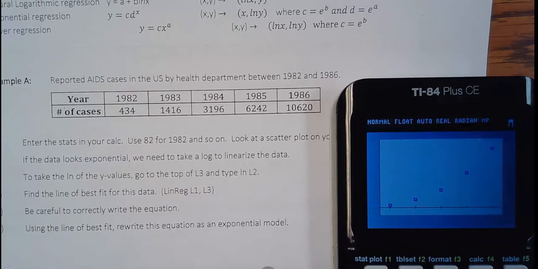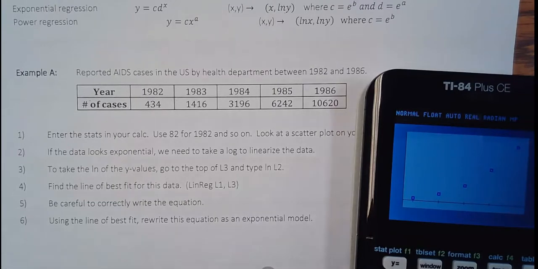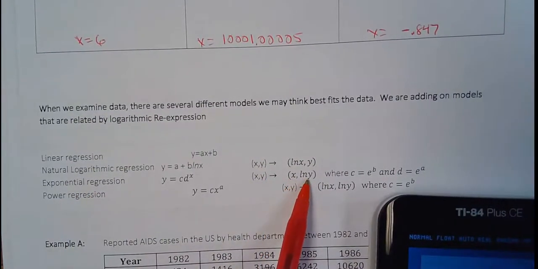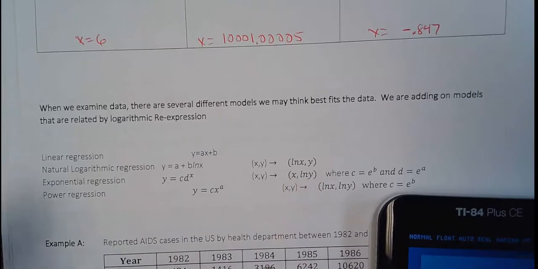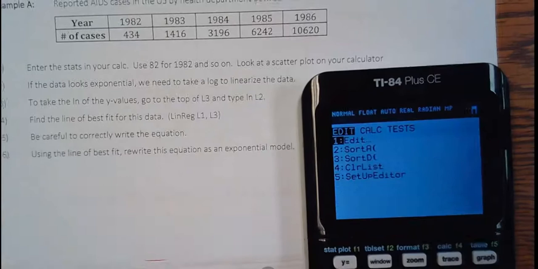Step 2 says that the data looks exponential. If it is exponential, then when we take a log, that's going to undo the exponential part and flatten it out. It's going to re-express it linearly. Up here it says if it's exponential, take the natural log of the y values, and you'll get a straight line out of it. You'll linearize it. So let's go to the data here.